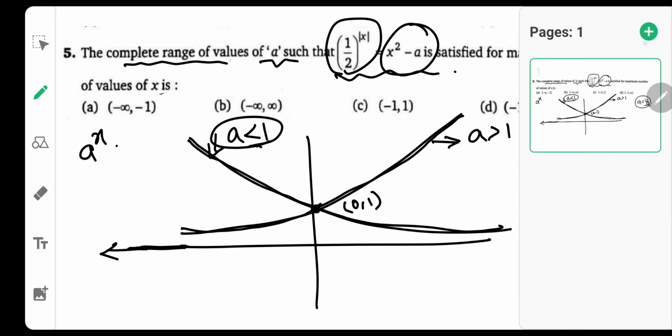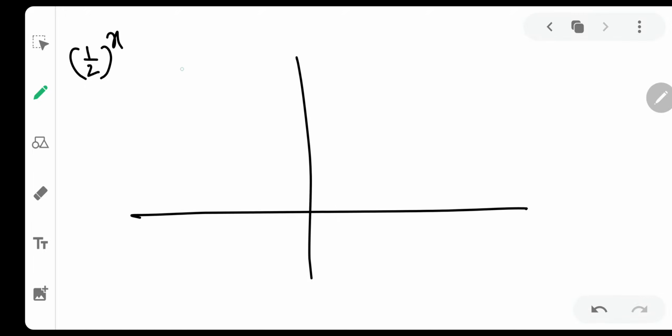So what we'll do is first we will plot the graph of half raised to x. Very simple. Let us plot the graph. So it will go something like this. At positive infinity, it will go to 0. You can put the value of x as positive infinity and check 1 upon 2 raised to infinity, which is 0. But there is a twist.